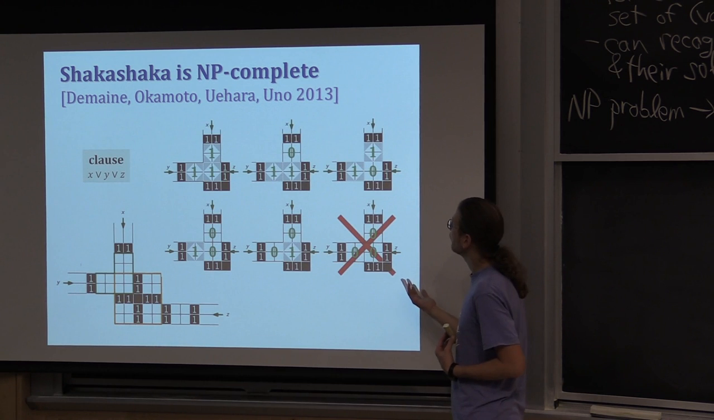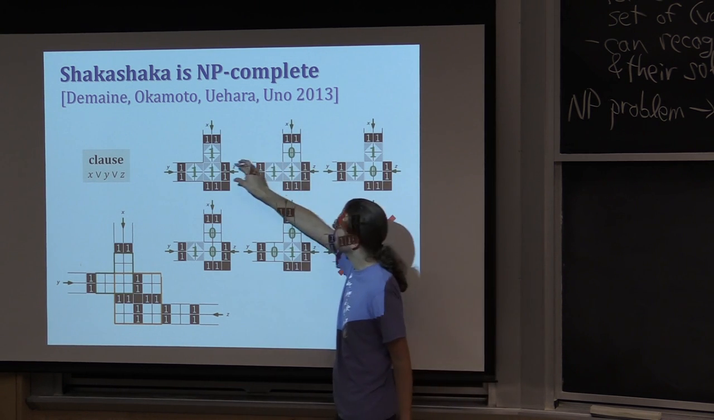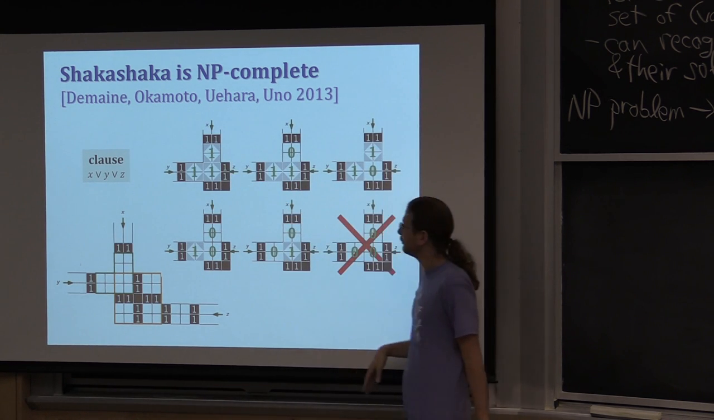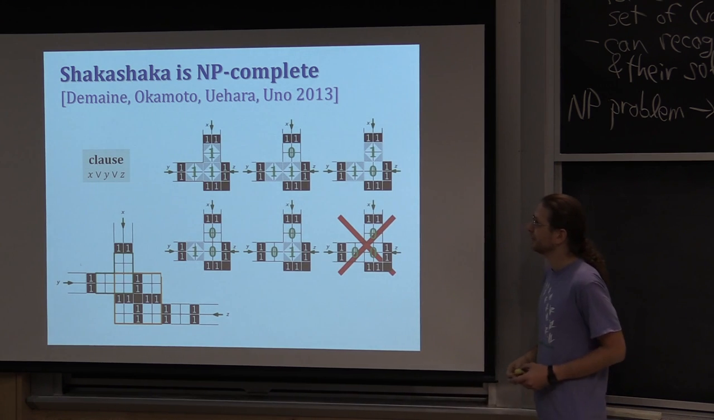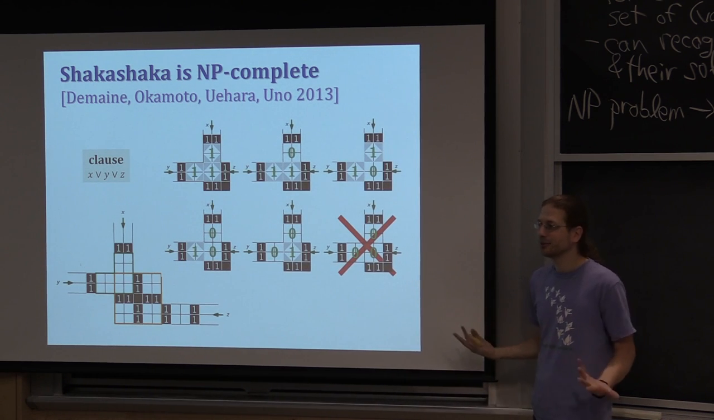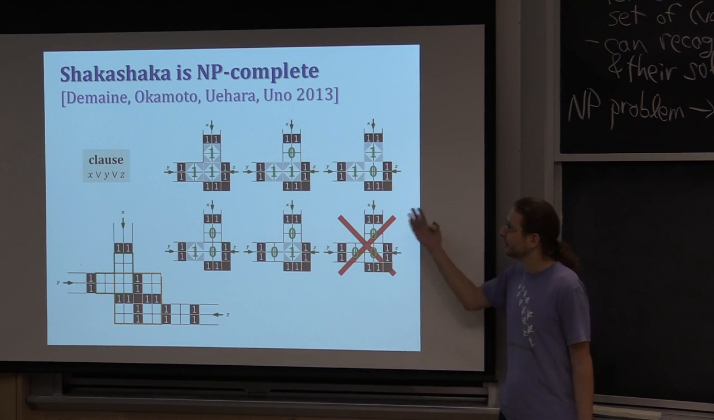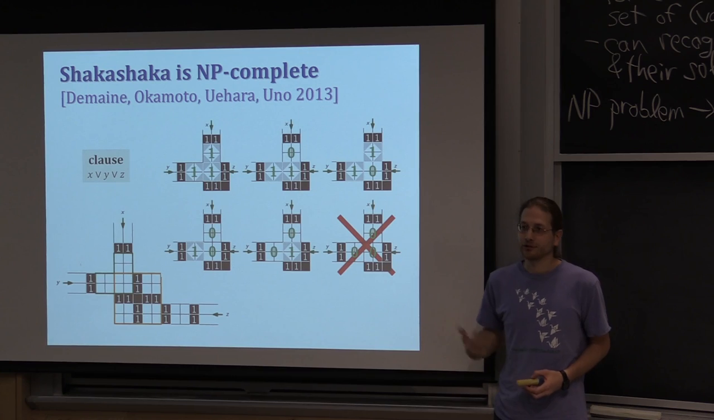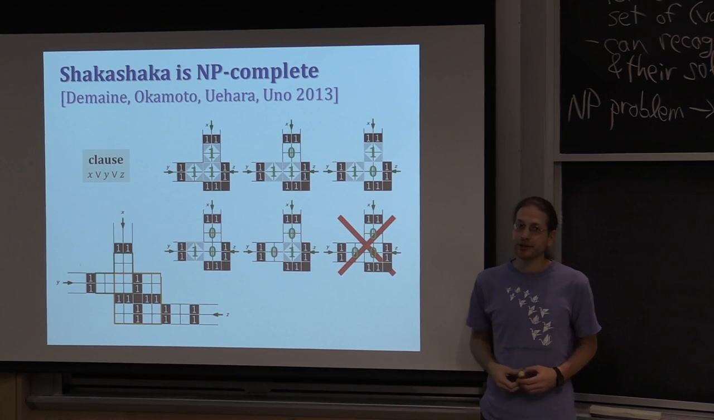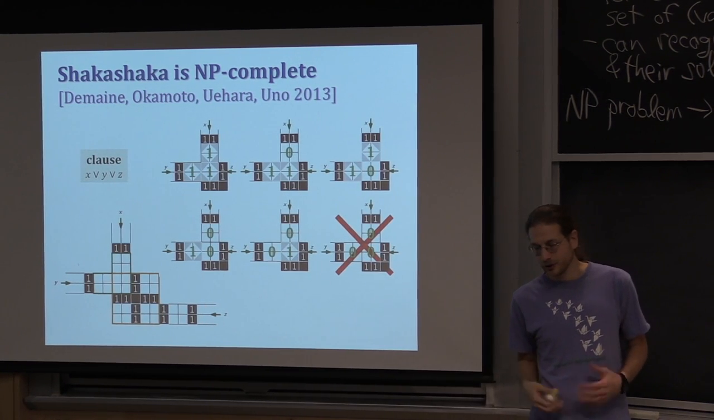Everything was basically forced. You're forced whether to have these square diamonds, and you just eliminated the one case where the clause is not satisfied. So there's really no flexibility here. One way to solve it, and so it's a parsimonious reduction. And indeed, in the paper we mentioned, this implies sharp P completeness of counting Shaka-Shaka solutions. Cool.